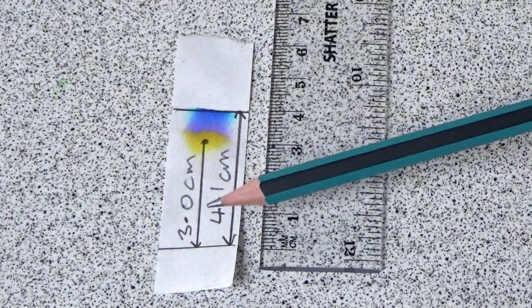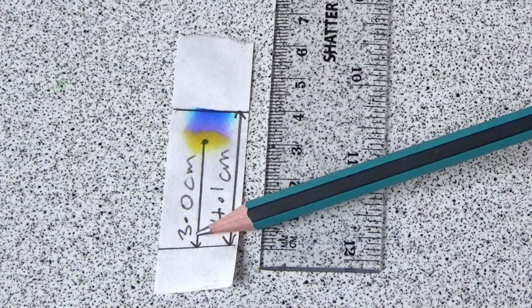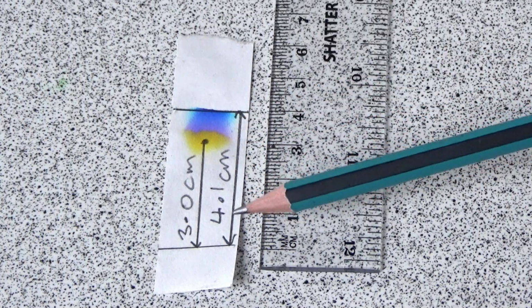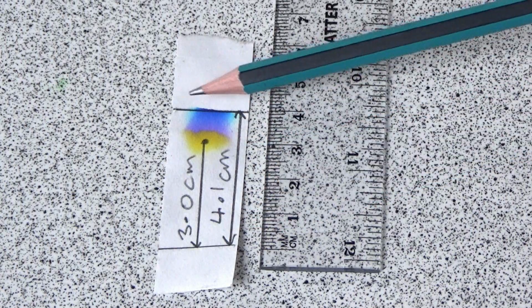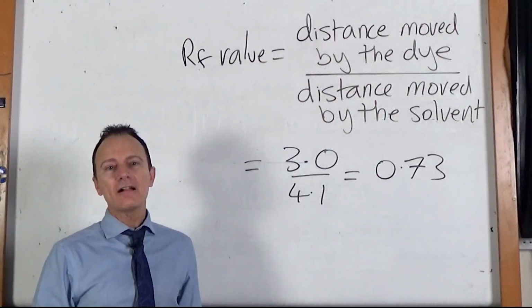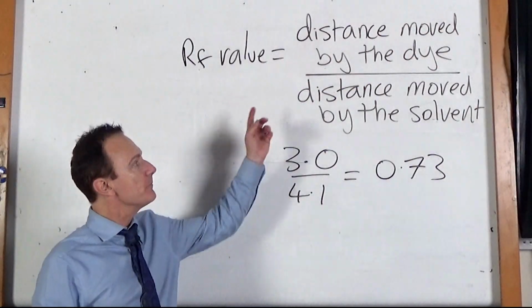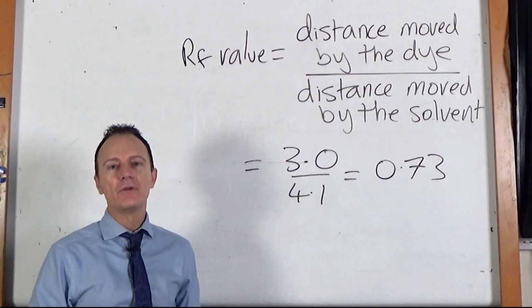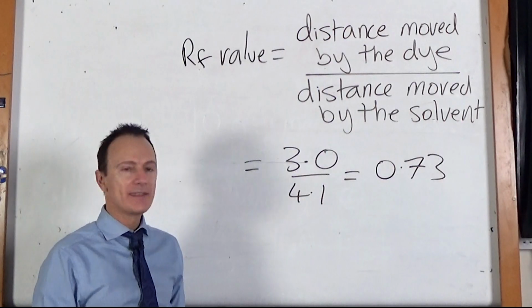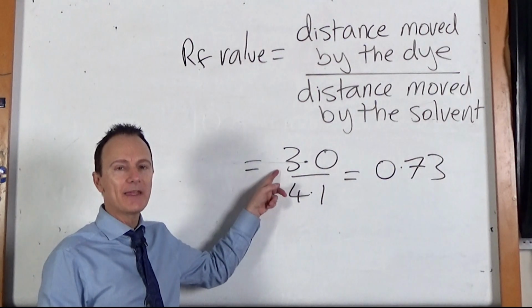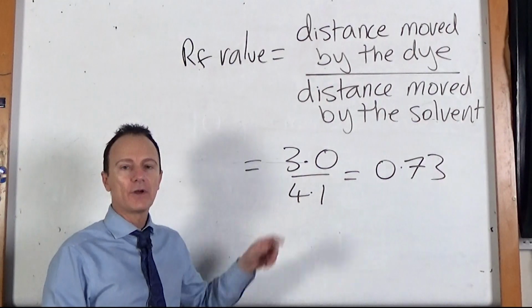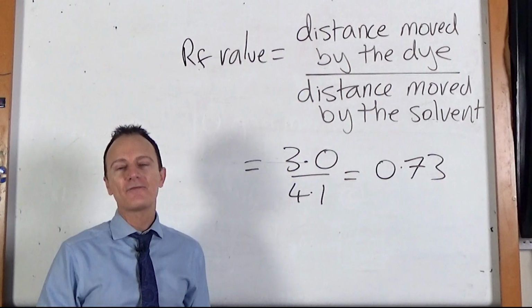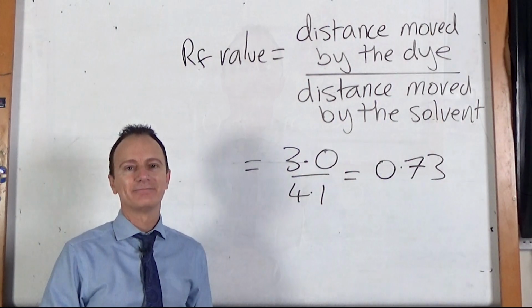So first of all, with the ruler I measured the distance from the start line to the middle of the yellow dye. I then measured the distance from the start line to where the solvent reached. To calculate the RF value, we use this simple formula. It's the distance moved by the dye divided by the distance moved by the solvent. So in my case, the yellow dye moved 3 centimetres up the paper. The solvent moved 4.1 centimetres. So 3 divided by 4.1 gives me an RF value of 0.73.